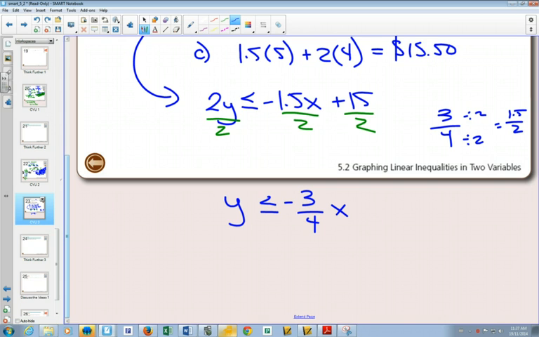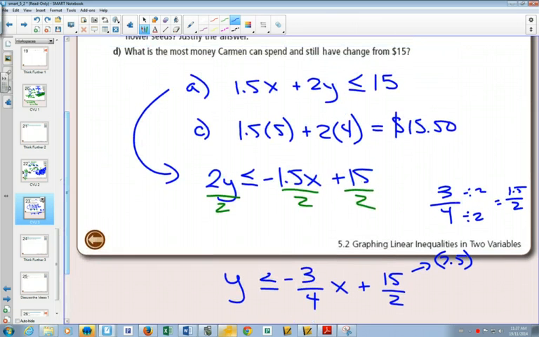We're going to graph it to figure out what makes sense. And 15 over 2 is 15 over 2. You can think of that, if it helps you graph, as 7.5 if you like. I can scroll up. So we're going to graph this line. We're going to start at our y-intercept at 7.5.